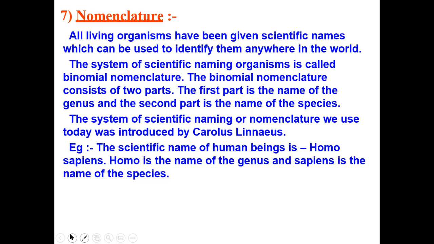For example, the scientific name of a human being is Homo sapiens. Homo is the genus and sapiens is the species. Whenever we write the genus, it should start with a capital letter. Whenever we write the species, it should be in small letters. Homo is the name of the genus and sapiens is the name of the species.